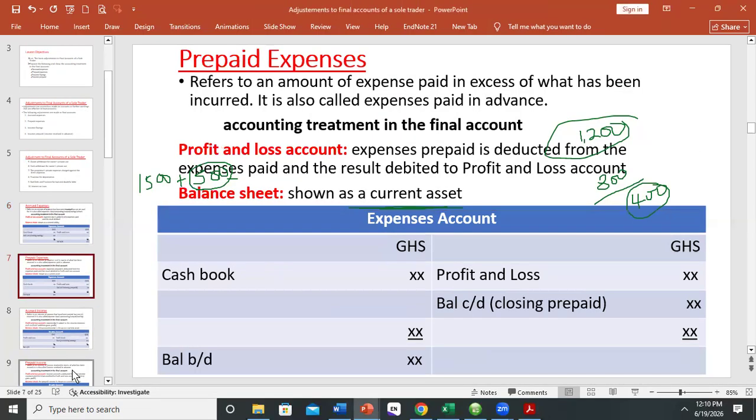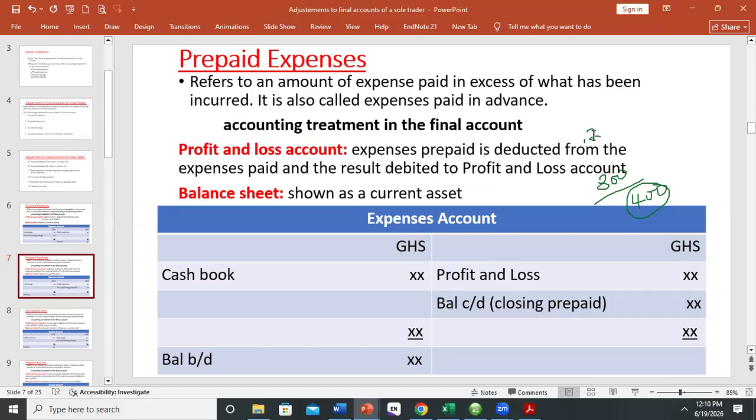Prepaid expense. One of you should read for me. Janet, I think you do the reading for me. So Jane, let me hear you. Prepaid expenses. This refers to an amount of expense paid in excess of what has been incurred. It is also called expenses paid in advance. Accounting treatment in the final account. Should I continue? Okay, I think, yeah, hold on for me there. Okay. So thank you, Jane, for that reading.